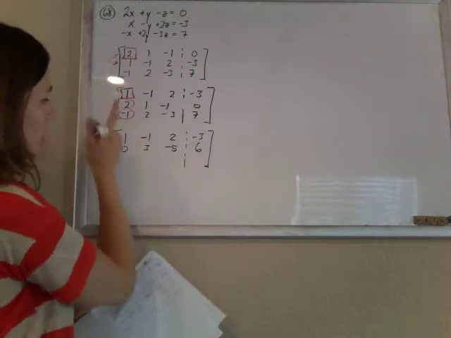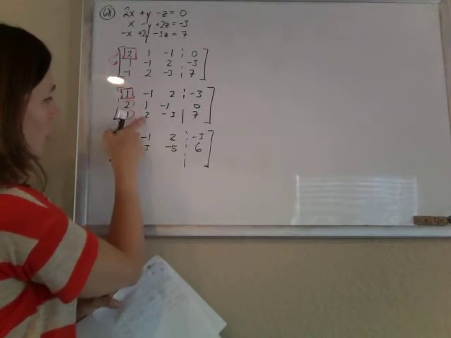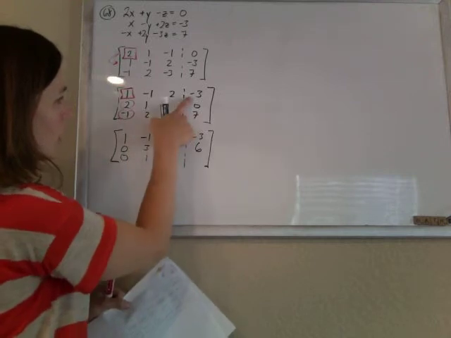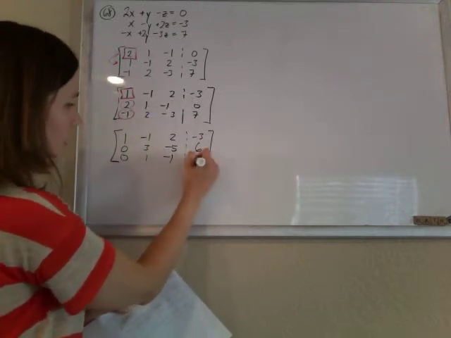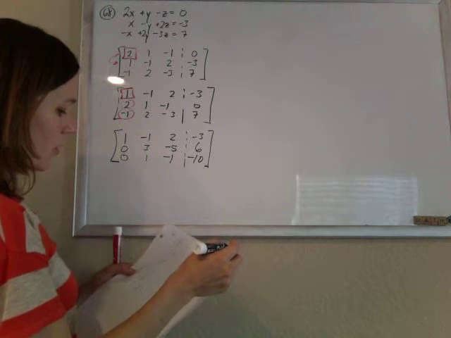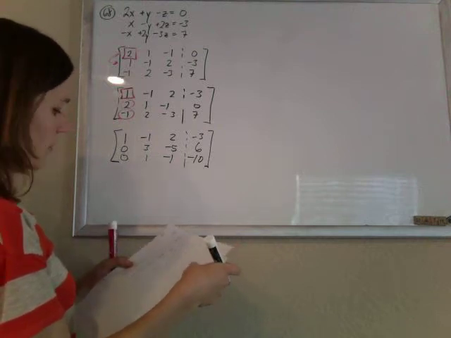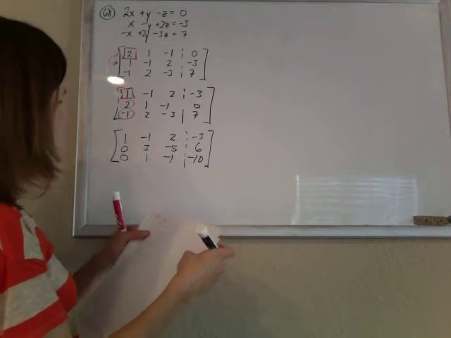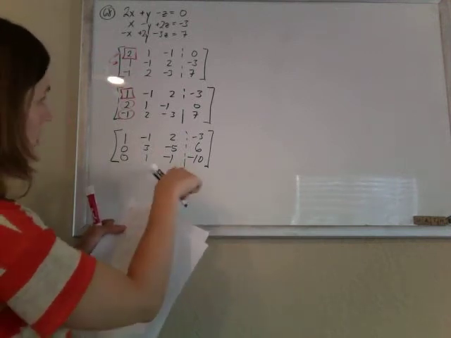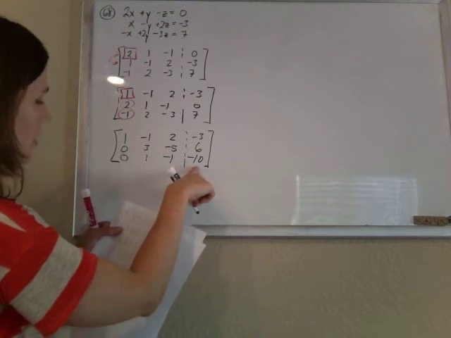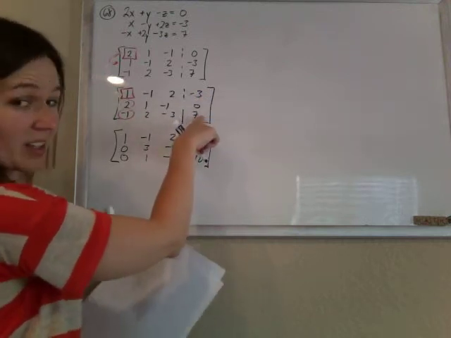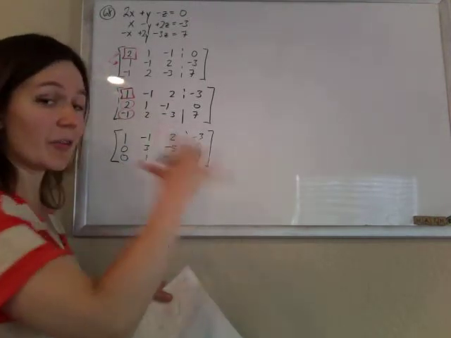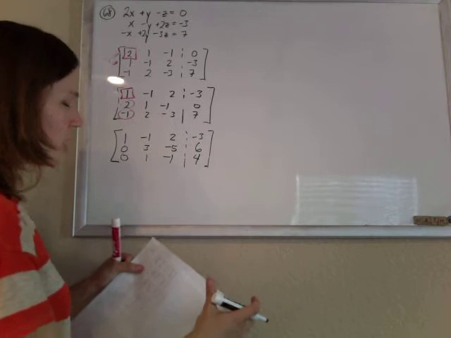So 1 minus 1 is 0. -1 plus 2 is 1. 2 minus 3 is -1. -3 minus 7 is -10. So, whoops. 0, 3, -5, 0, 1. Screwed up that last row. -3 plus 7, because I can add, is 4. That's why we double check. Because if we keep going, we're going to compound on our mistakes. So I did that on purpose.